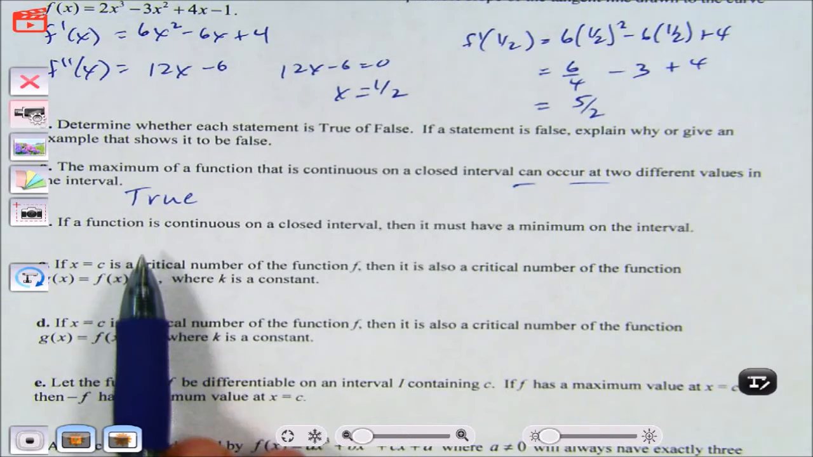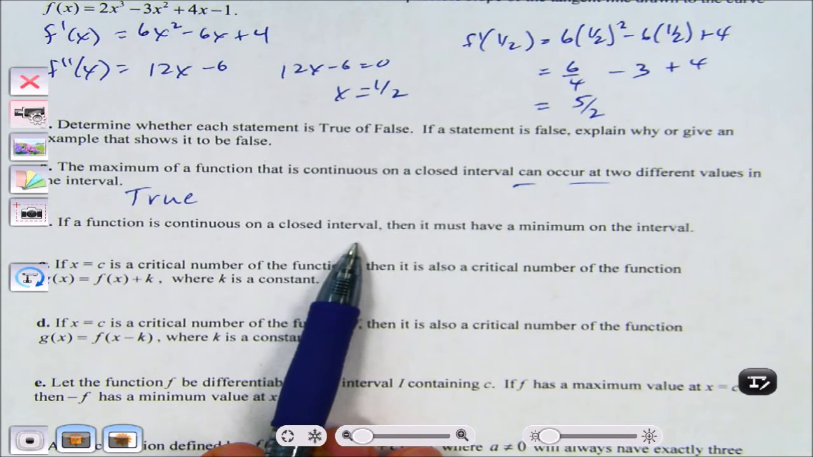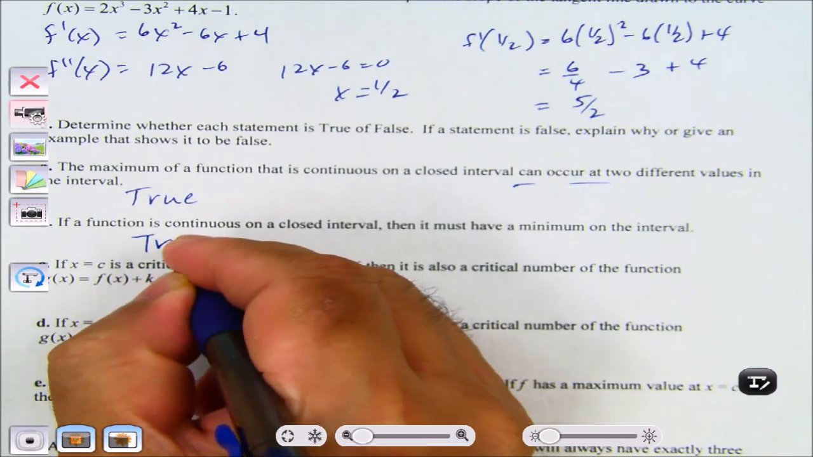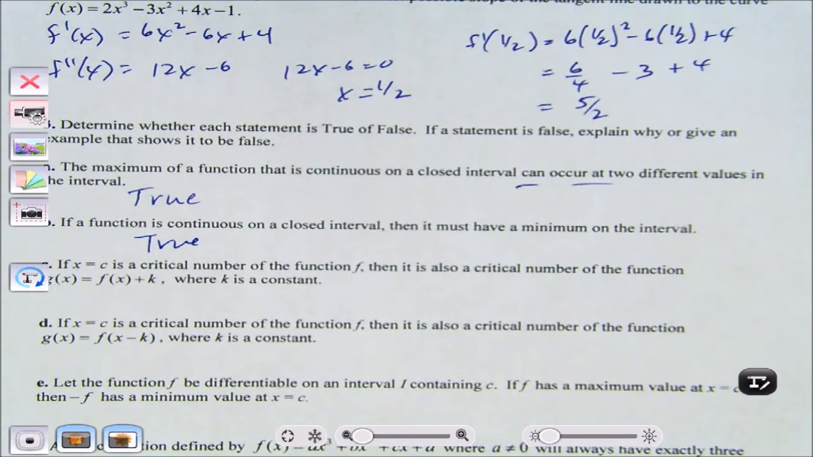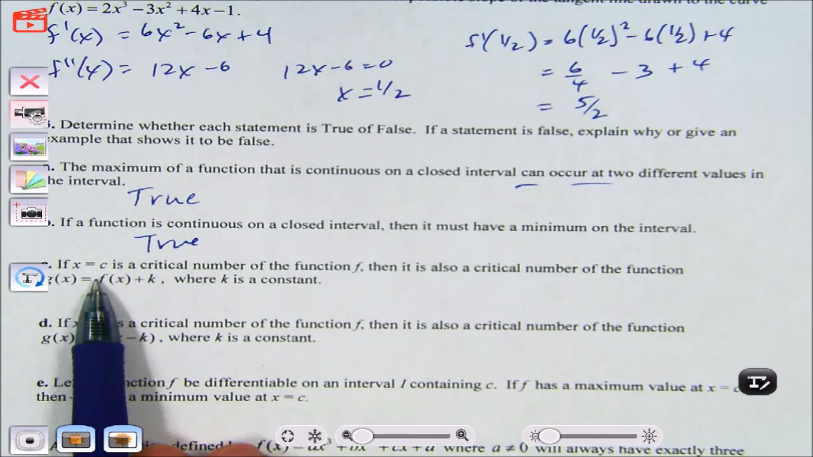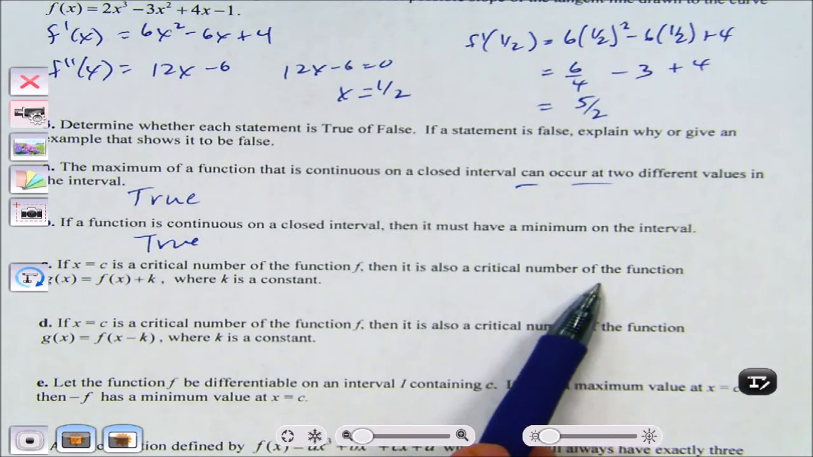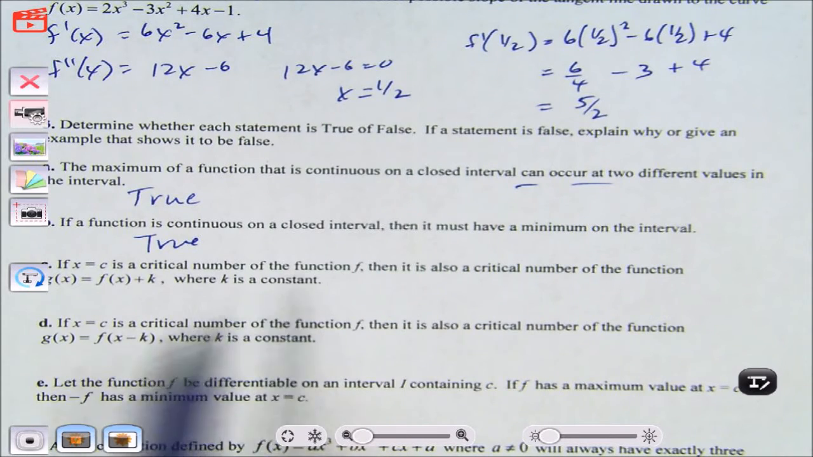If a function is continuous on a closed interval, then it must have a minimum on the interval. True or false? True. That's the extreme value theorem. So there must be a minimum. If x equals c is a critical number of the function f, then it is also a critical number of g, where k is a constant. True or false?